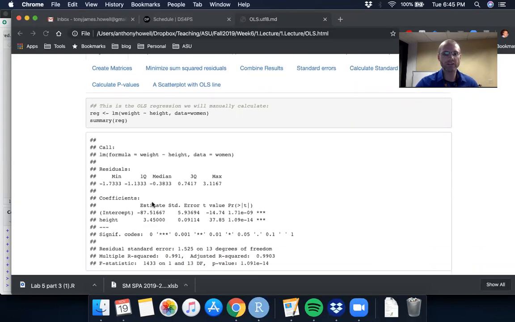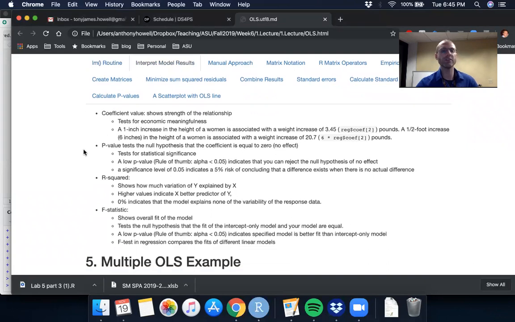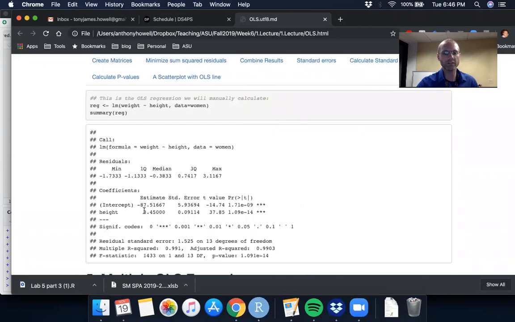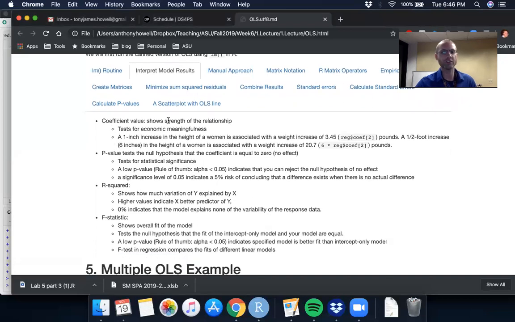We'll go over some of the interpretations here real quick. Just for review, you're asked to do this in the lab, so make sure you know what the coefficient is. The coefficient is the beta coefficient, the estimate. This is going to show us the strength of the relationship between our x and our y. It tests for statistical significance as well as the economic meaningfulness.